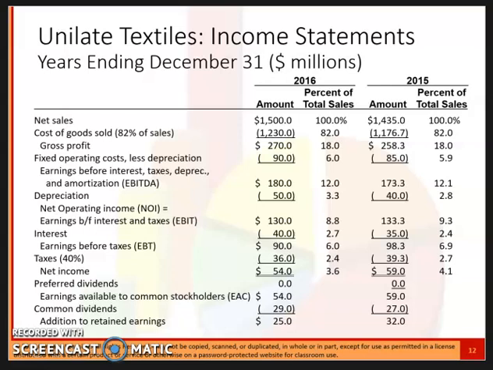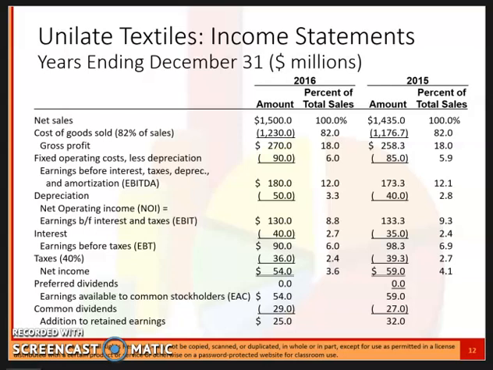So this is Unilate's income statements. We have December 31st, 2016. Prior years are presented. That's very common to have 2 years, so you have the current year and the prior year. We'll have sales, cost of goods sold, gross profit. Then we have that EBITDA.